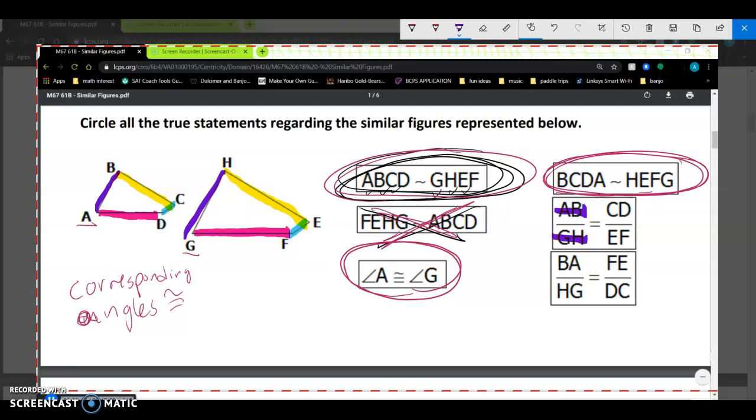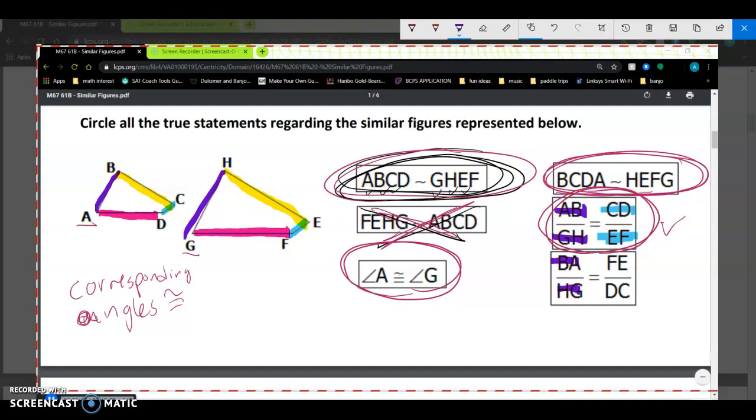So CD is this light blue, or I believe light blue, maybe teal. And EF is also teal. If you have the corresponding sides, and notice the same color corresponding sides line up, then this is a true statement. And we can circle it. Let's try our next one. We're going back to this dark color. BA and HG, these two do go together, they're both blue.